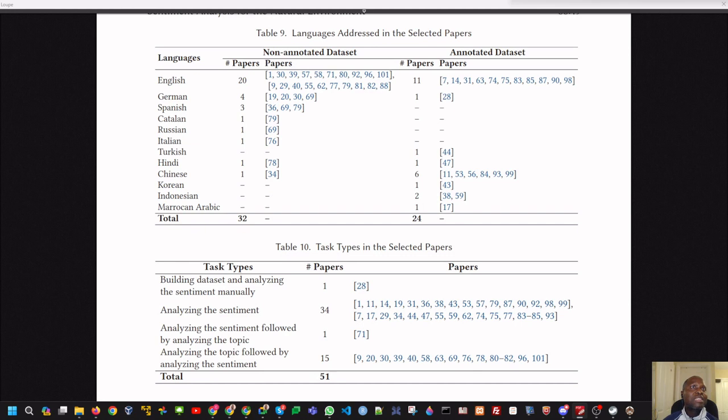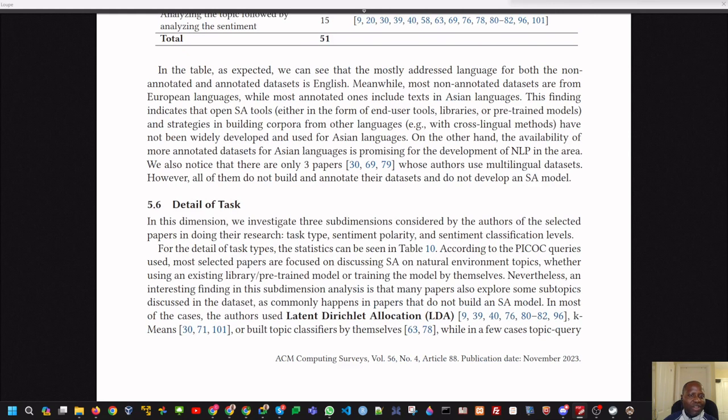The other table is the task types in the selected papers. These are more or less sentiment analysis papers, with the majority analyzing sentiment. That's where you get 34 papers out of the 51. And of course, the other majority is analyzing the topic, followed by analyzing sentiment. Right. So then there are very few papers on these other areas as well. So you can tell, that gives you a map of what's going on in this particular area. And of course, they then go on to detailed analysis of the various tasks.